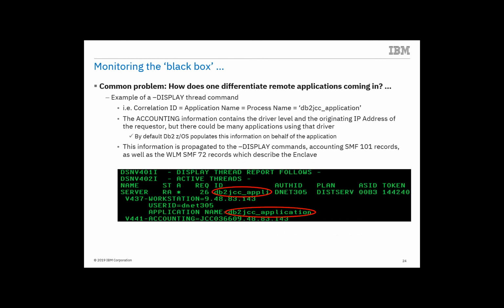So example today, a generic Java application coming in, the correlation ID is Db2 JCC, and that goes into the application name or transaction name. And then even the accounting record is an IP address and the version of the driver. So not too useful. And all this information flows all the way back to display commands, in the accounting records, and even SDSF enclave displays. So you really can't identify what's going on.